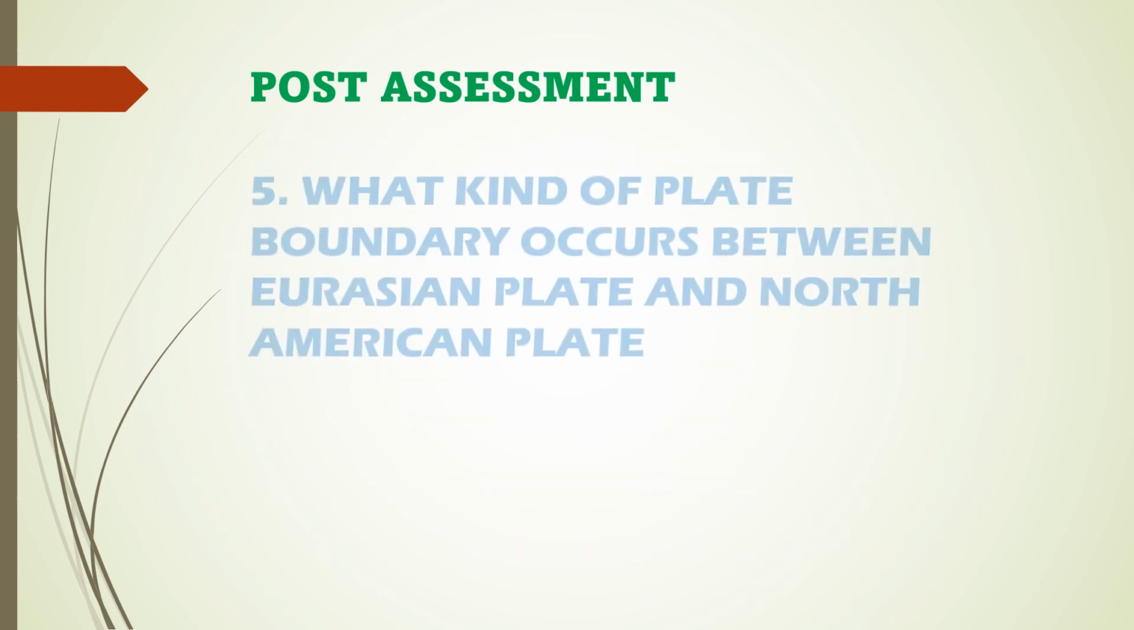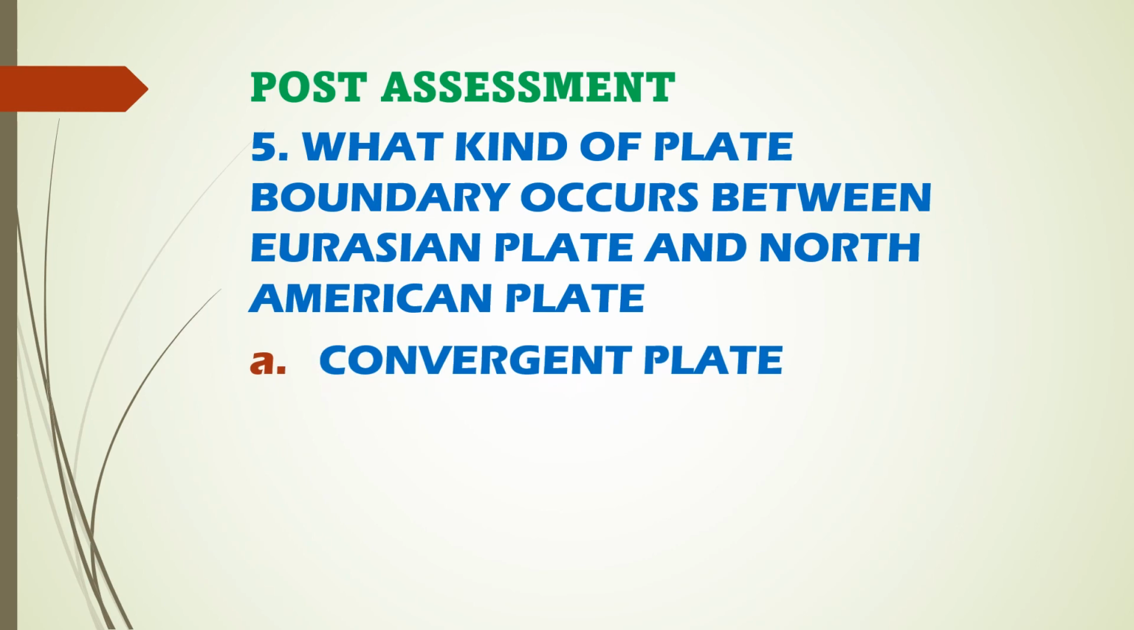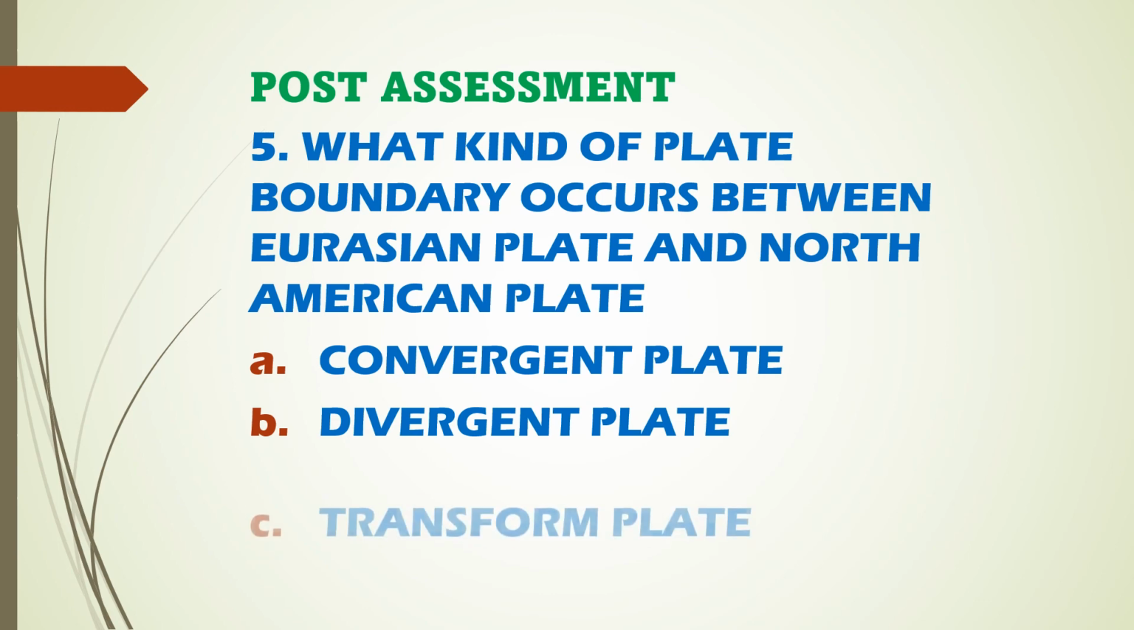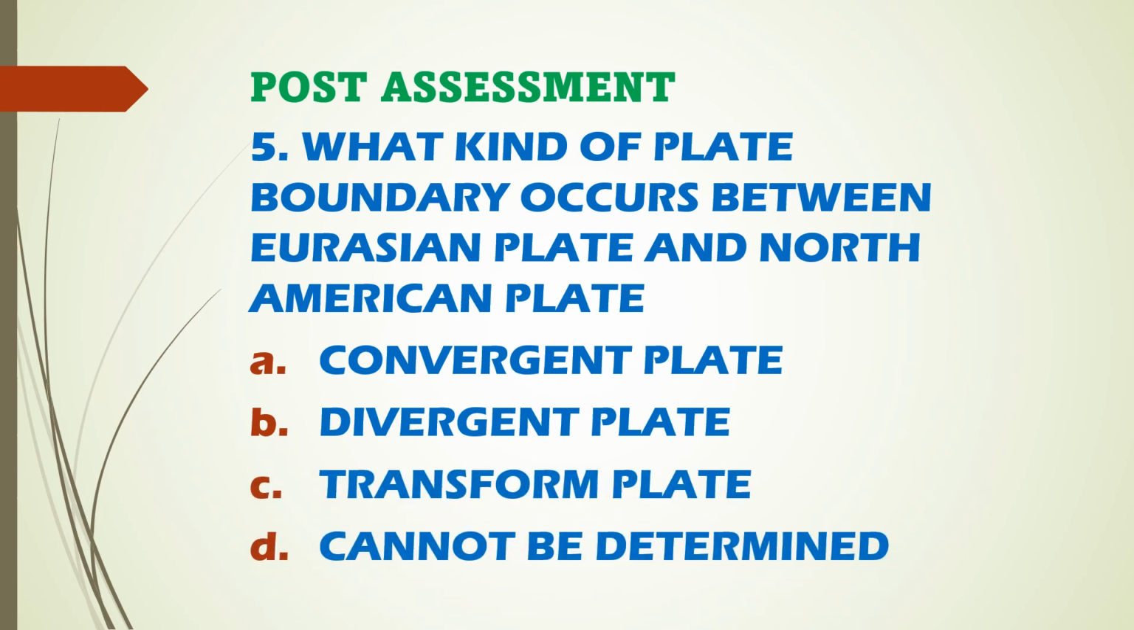And for our final question, what kind of plate boundary occurs between Eurasian Plate and North American Plate? Letter A. Convergent plate. Letter B. Divergent plate. Letter C. Transform plate. Letter D. Cannot be determined. The answer is divergent plate.